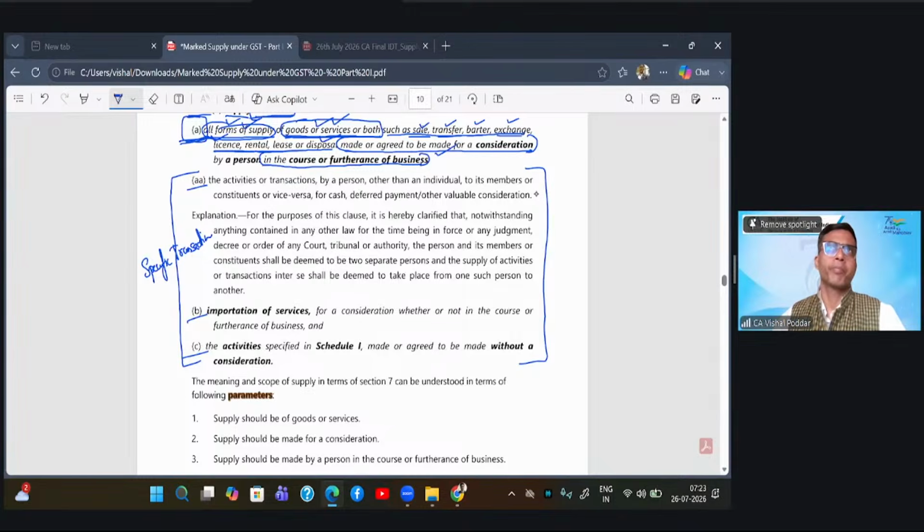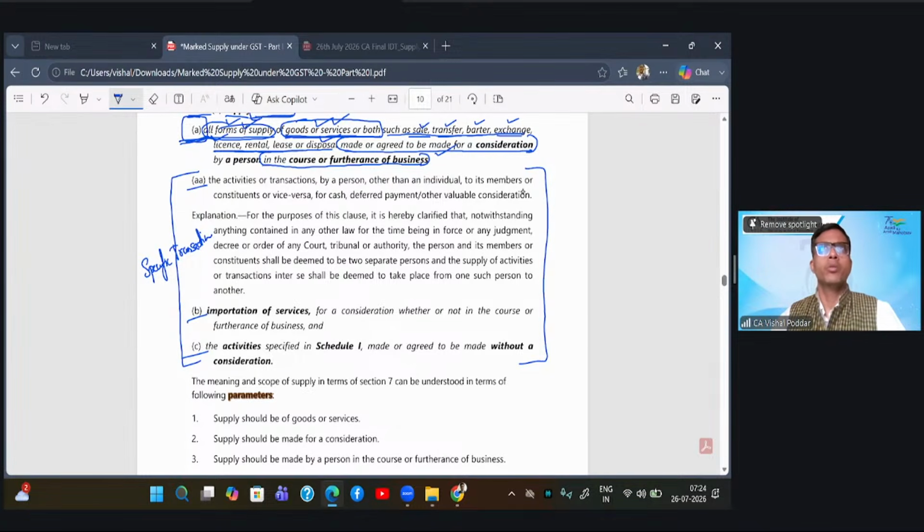Now, interestingly, what is this course and furtherance of business? That again is a detailed discussion point. But again, I'll give you a simple, interesting real life analogy. So you have purchased this laptop, you have purchased this mobile handset. For the seller, that is for the shopkeeper, selling it is a business. So for them, this transaction qualifies as a supply.